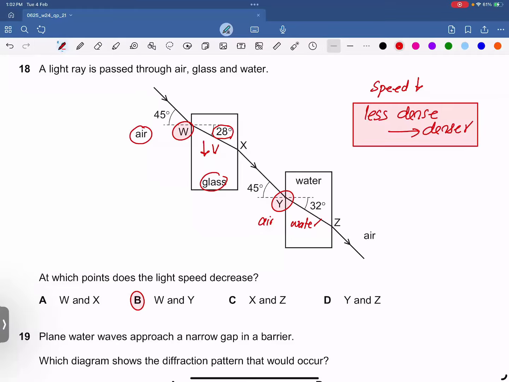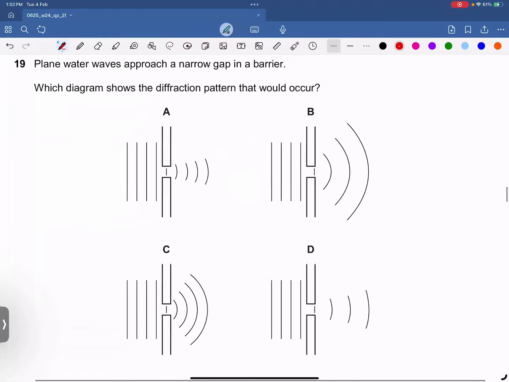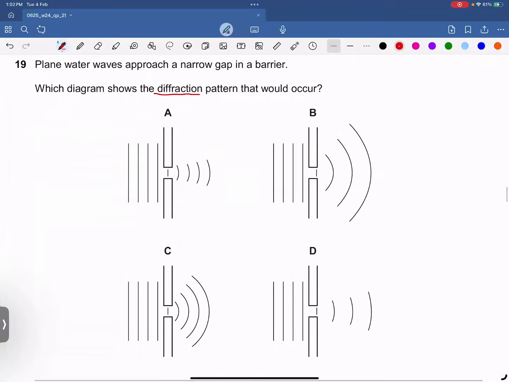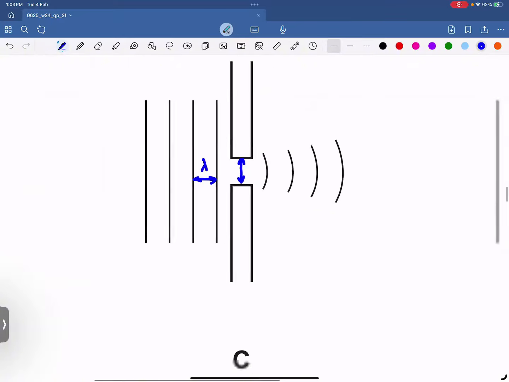We proceed to question number 19. This is diffraction. Diffraction is spreading of waves into geometrical shadow. So plane water waves approach the narrow gap. Which diagram shows diffraction pattern occurs? Okay, let's discuss one by one. Option A, you can see this gap size is almost same as wavelength. So there should be maximum diffraction. So maximum means like that.